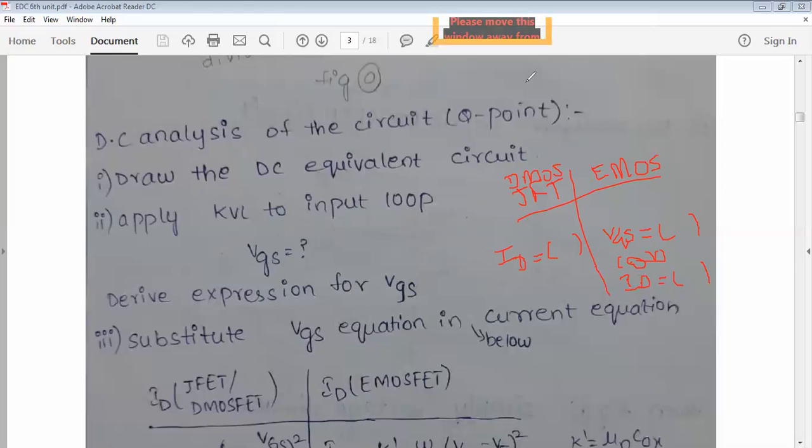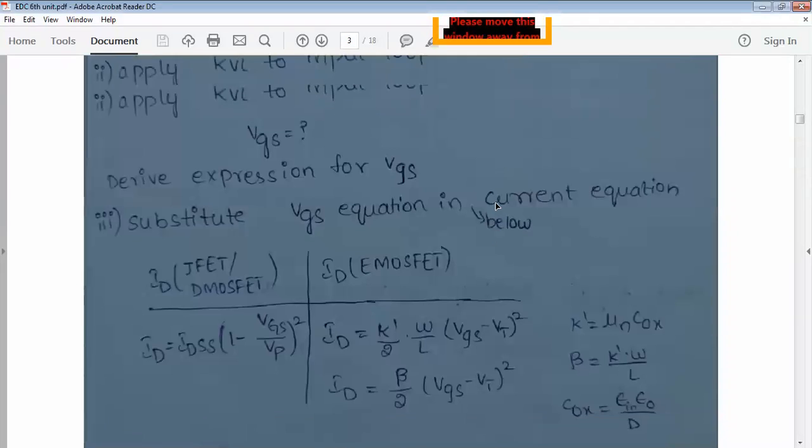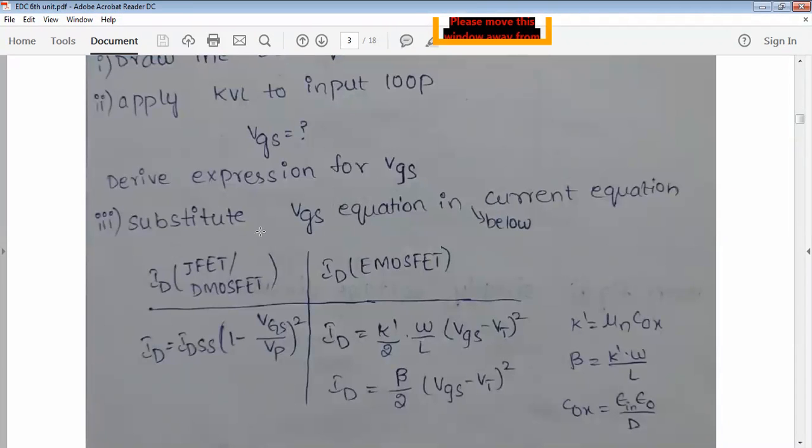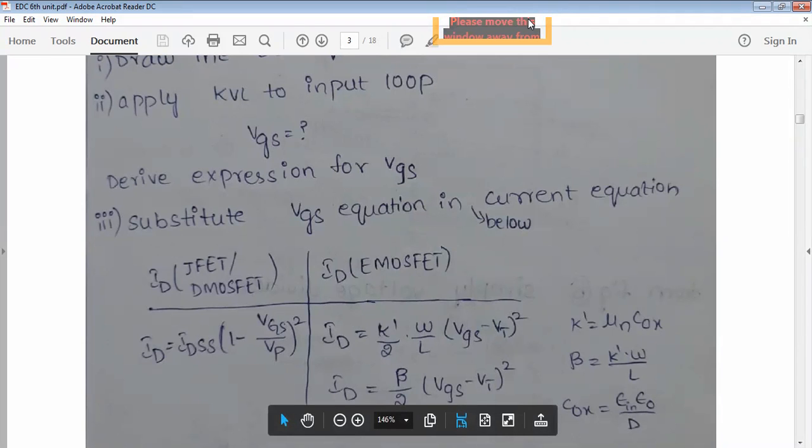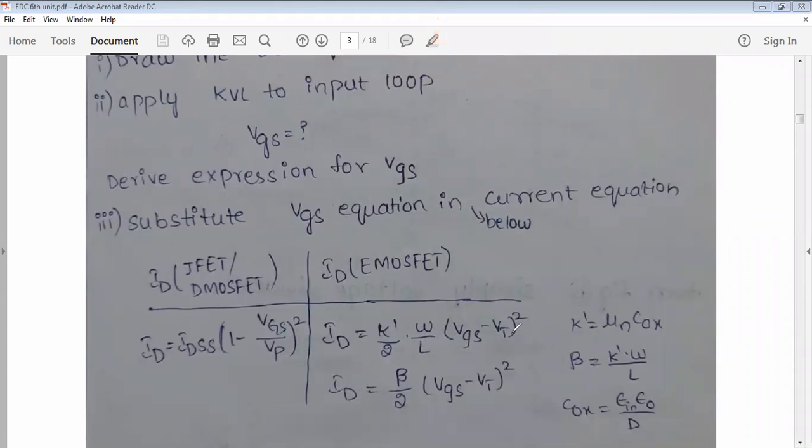Now after that, after expressing the VGS or ID, substitute the VGS equation in the current equation. If it is an enhancement mode MOSFET, the current equation is ID is equal to K dash by 2 into W by L, VGS minus VT whole square. Here replace VGS with the VGS expression we already derived from the input KVL loop. Then find ID.